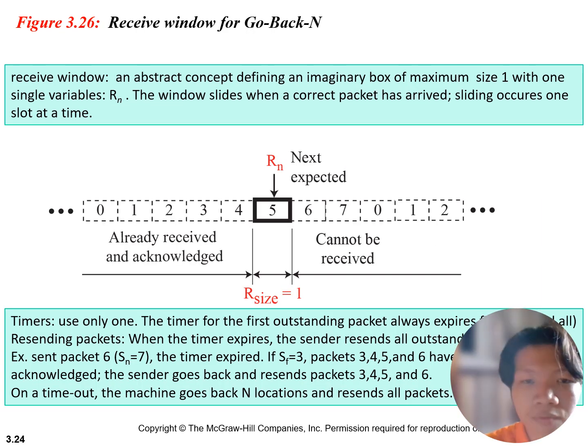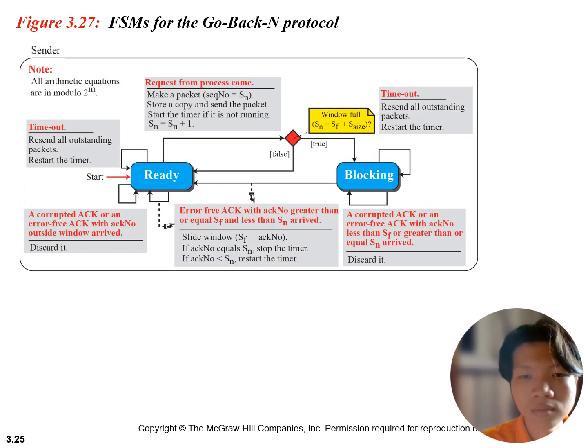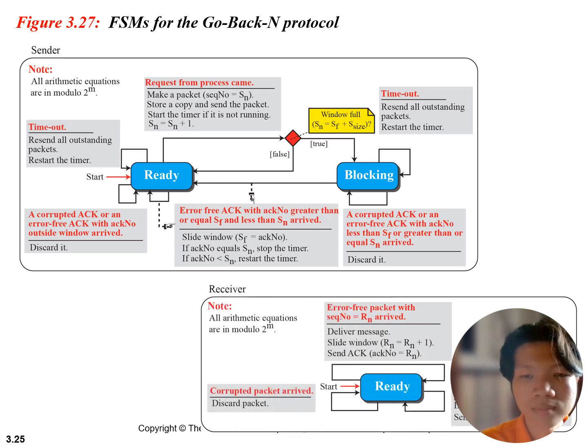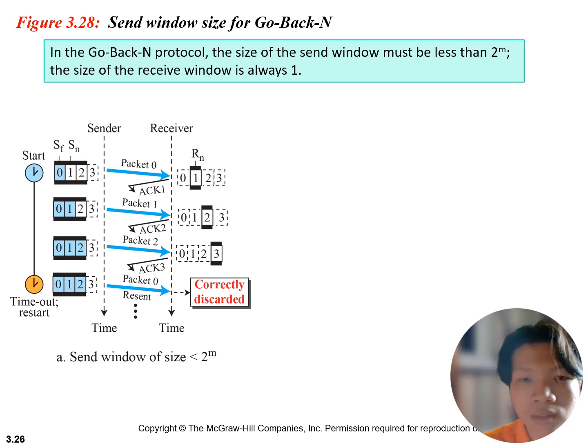This is the receive window for Go-Back-N, and these are the FSMs for the Go-Back-N protocol. And this is the send window size for Go-Back-N. In the Go-Back-N protocol, the size of the send window must be less than 2 to the power of m. The size of the receive window is always 1.